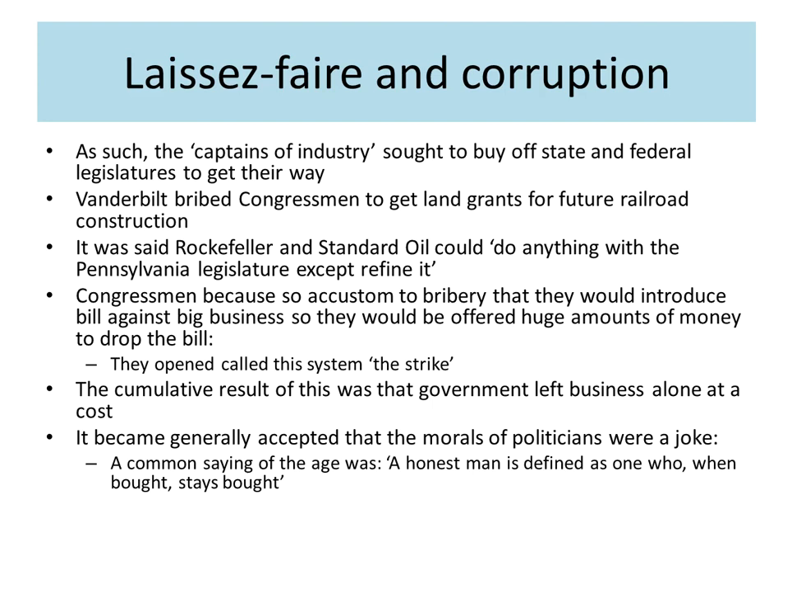Vanderbilt's one of the biggest ones. He bribes congressmen to get land grants for future railroad construction all over the Midwest and into the West. It was said of Rockefeller and his company, Standard Oil, that he could do anything with the Pennsylvania legislature except refine it. Anyways, congressmen became pretty accustomed to bribery. In fact, it actually becomes a way of working.